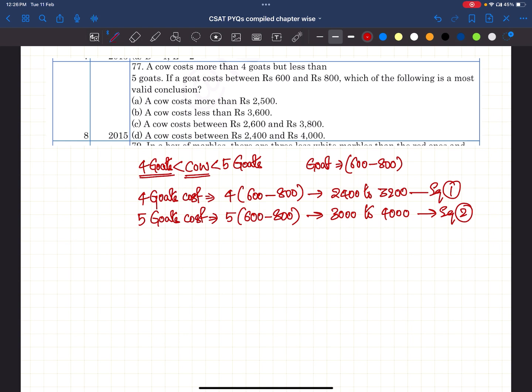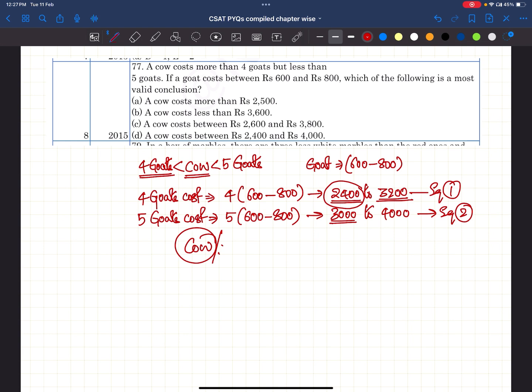Now what is being asked? No, he is asking for the cow value. Now the cow is less than the cost of 4 goats. What is the minimum possible value of the goats? It is 2400, right? Here the maximum value is 3200, but it is also included in this. This 3000. 4 goats value can be 3200 and 5 goats value can be 3000 rupees.